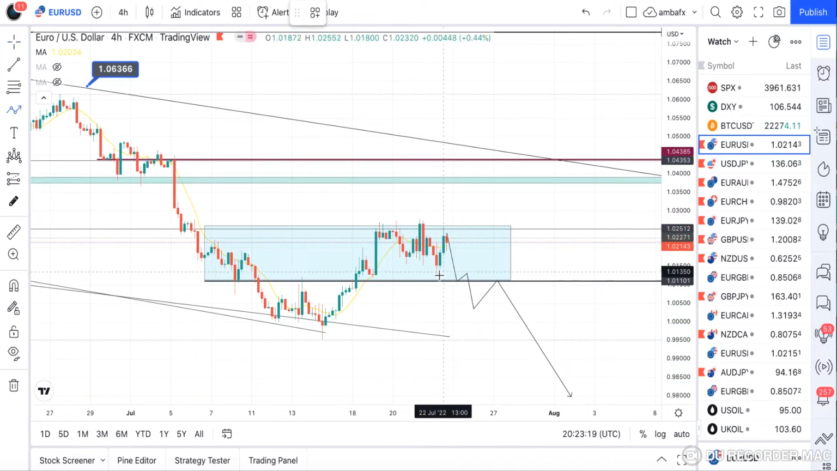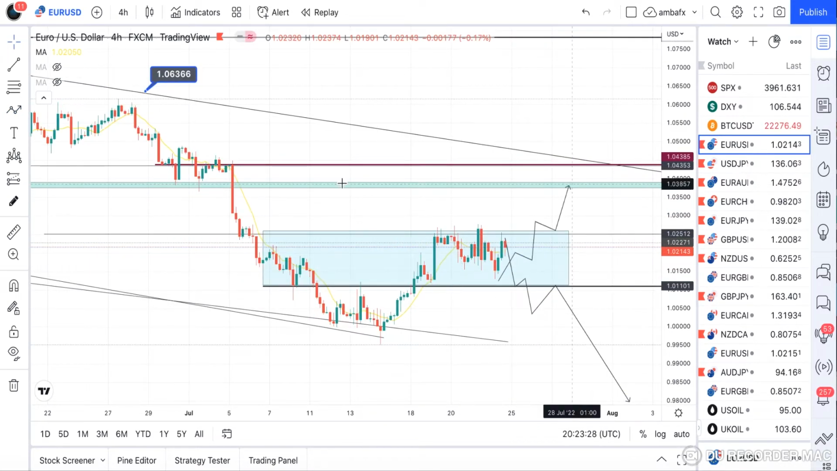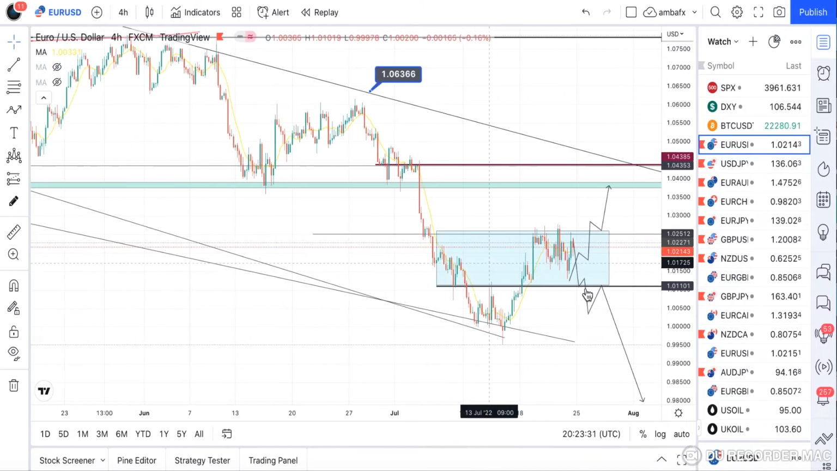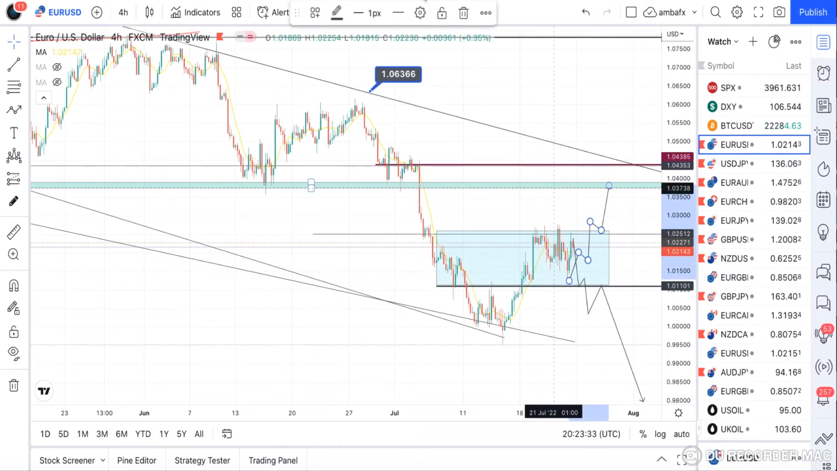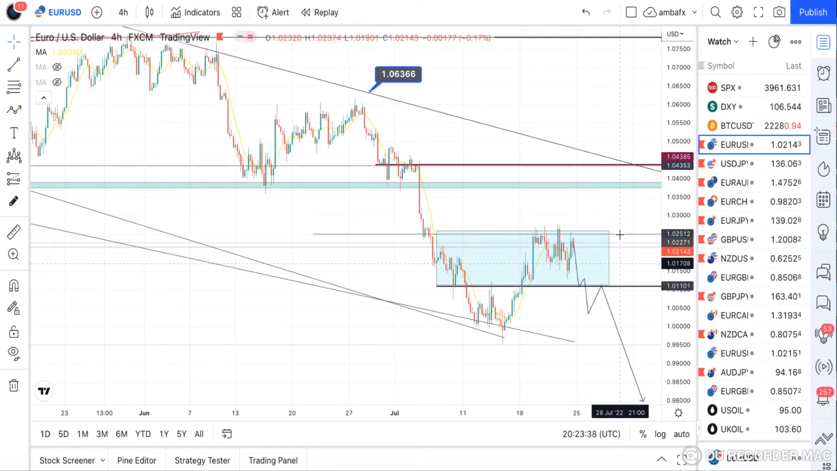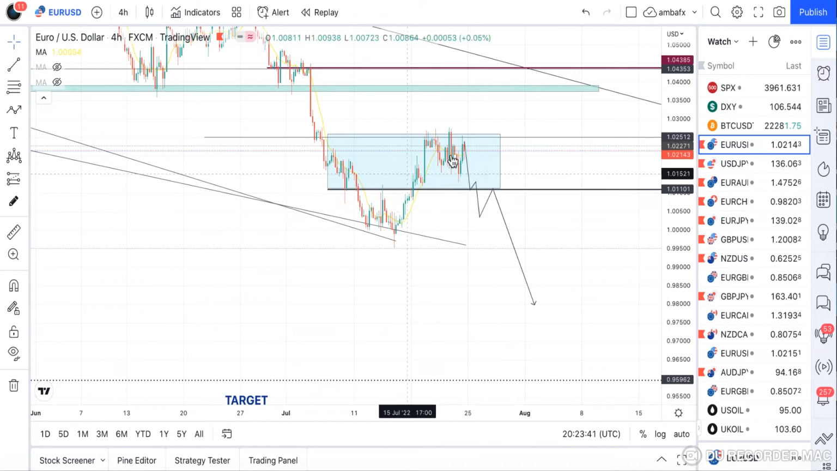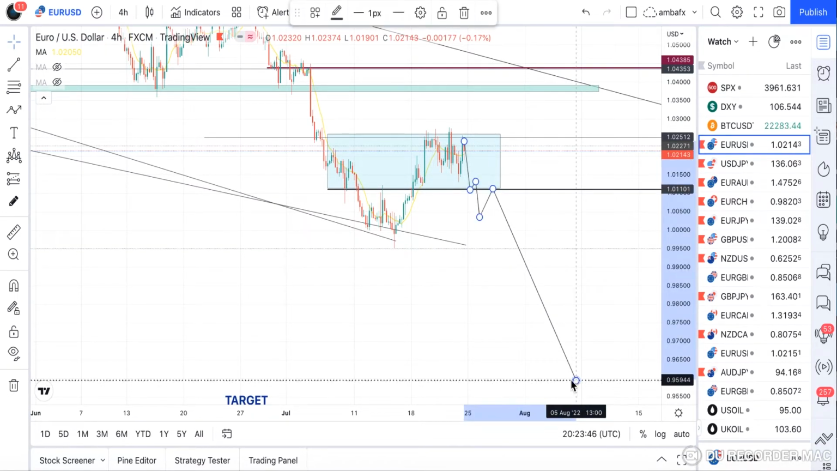But for now, the bias still remains that it will rally to the upside. It will rally to this particular resistance level before we see a breakout or a sharp decline. But if we see on Monday a break to the downside, then you should see a retest, and then this is the target right there, the target at 0.9590. So let's see how it goes on the Euro USD.